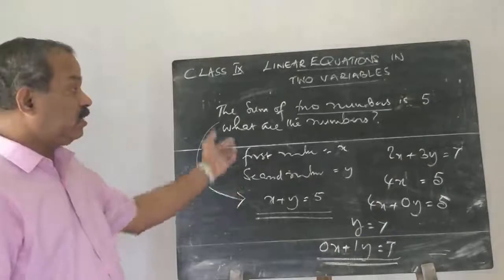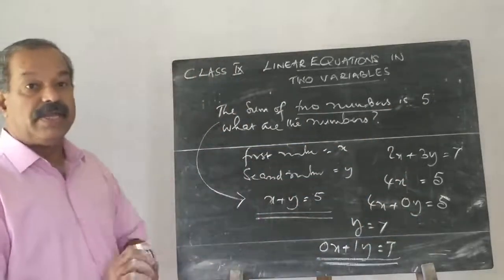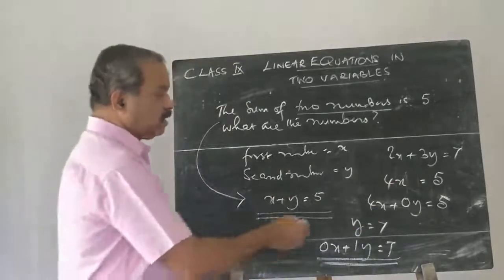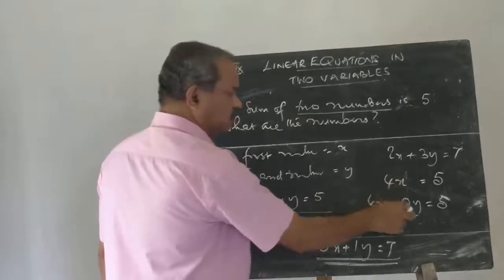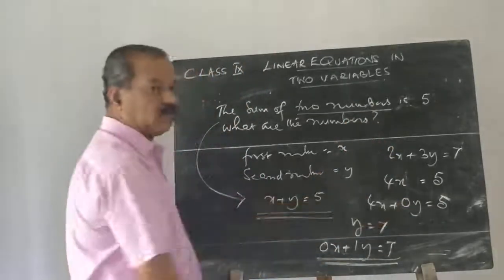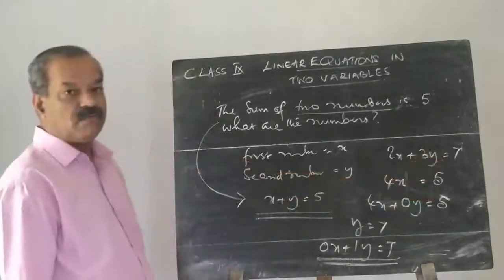So a linear equation in one variable can also be converted into a linear equation in two variables. In that case, if one variable is there, we can write the other variable with the coefficient 0. The coefficient 0 means 0 into y equal to 0, so we get 4x equal to 5.